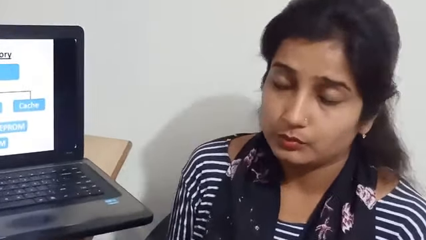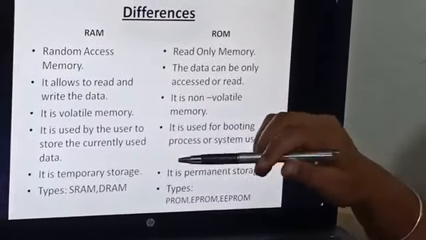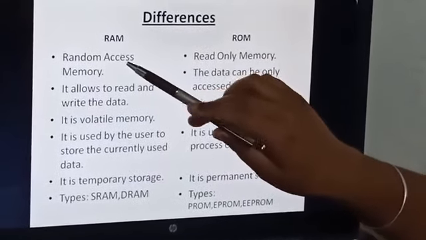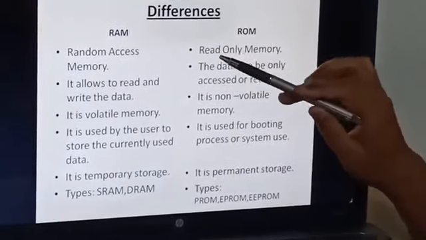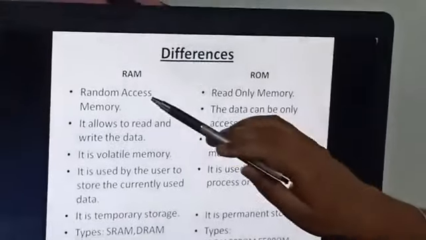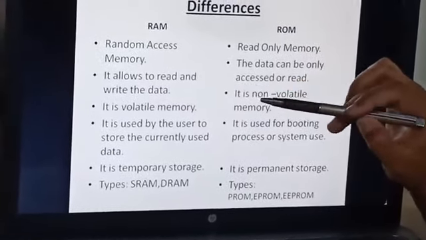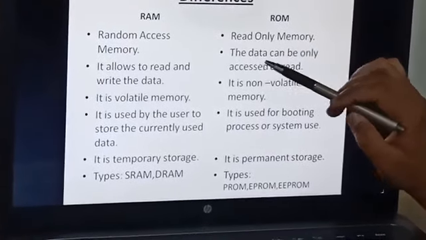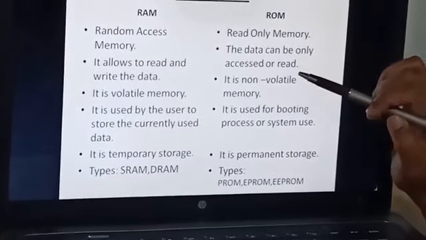I hope you got the point of RAM and ROM. Let's discuss again the differences between RAM and ROM. The first point is the full forms. RAM stands for random access memory, whereas ROM stands for read-only memory. RAM allows you to read and write the data, as I have told you that it allows both the functions, read function and write function. And ROM, the data can only be accessed or read, it allows only the read function.